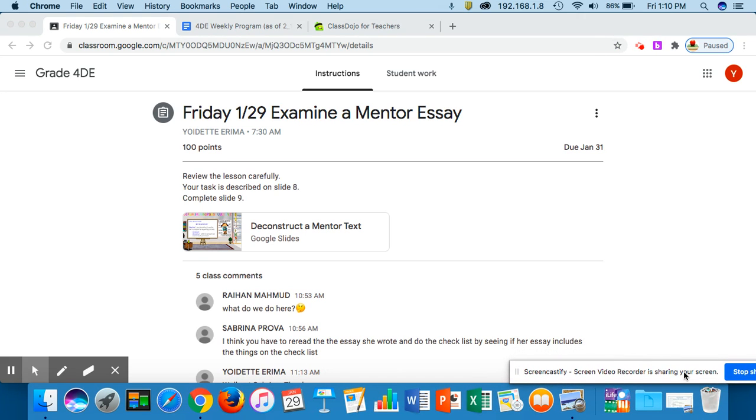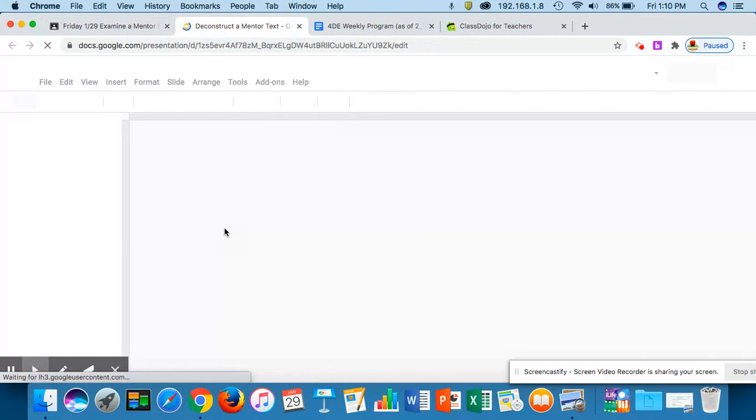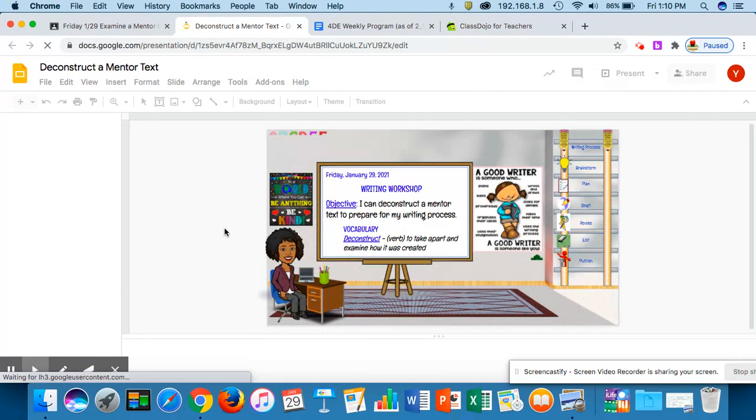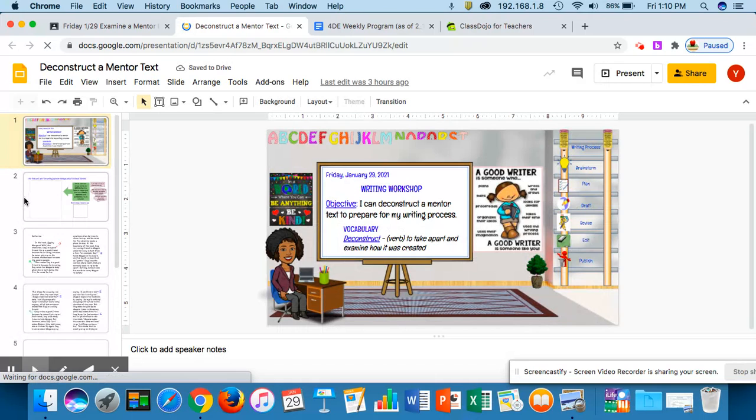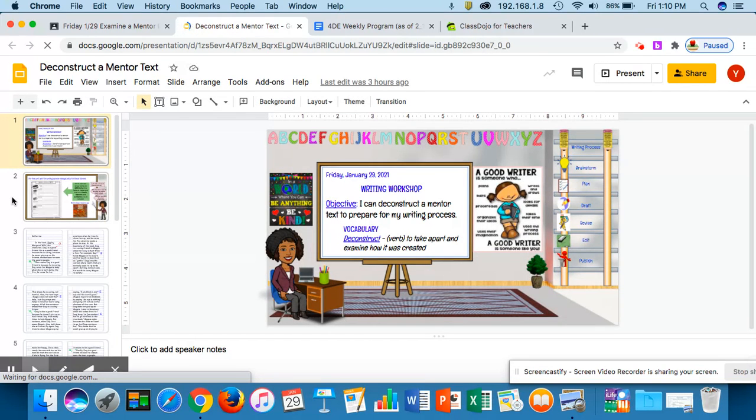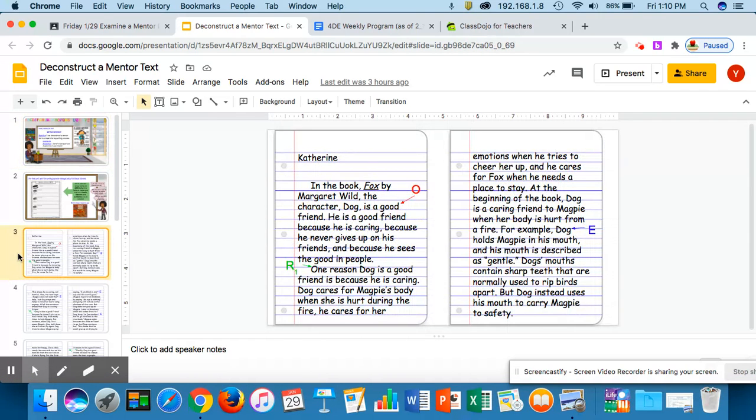Okay, so you guys are working now on examining a mentor text, specifically an essay. This one is a literary essay, which means it's about a story. The fictional story that we read earlier this week is Fox, and today we started to deconstruct one student's essay about Fox, and we wanted to see how she planned it out.